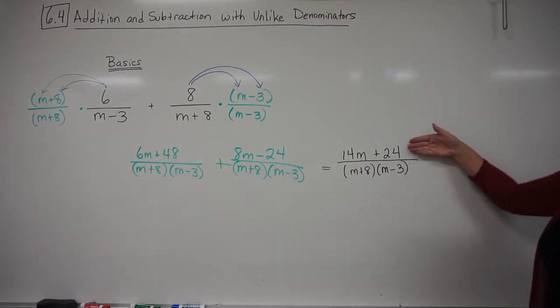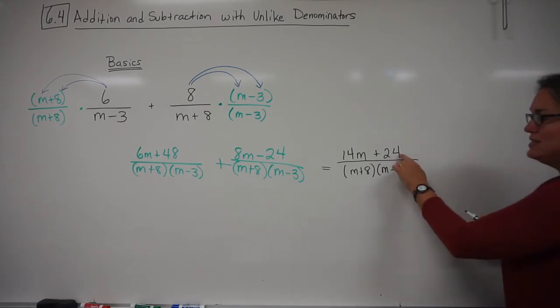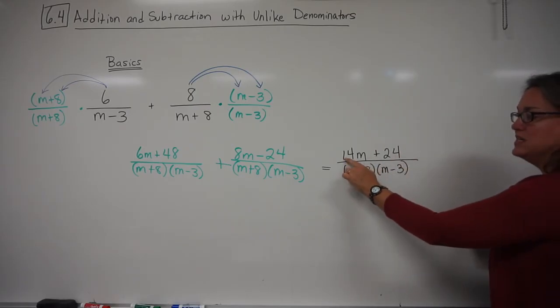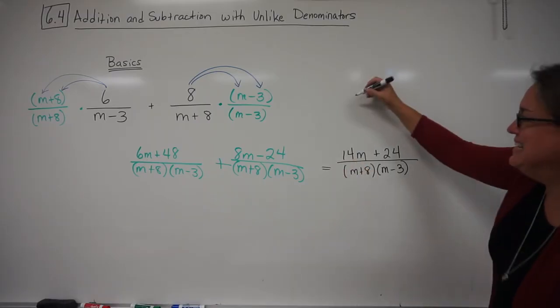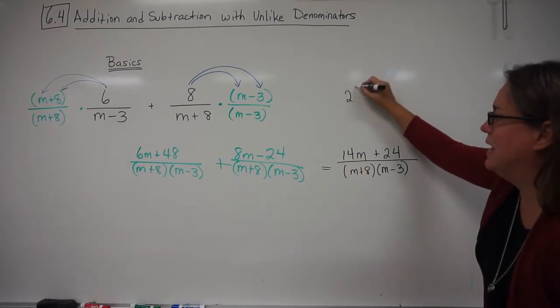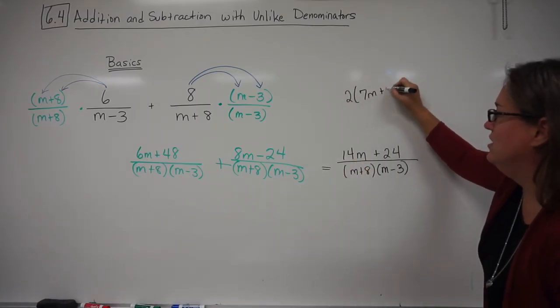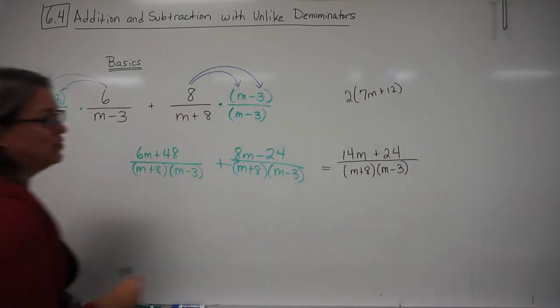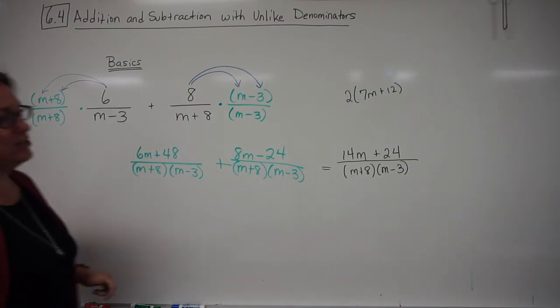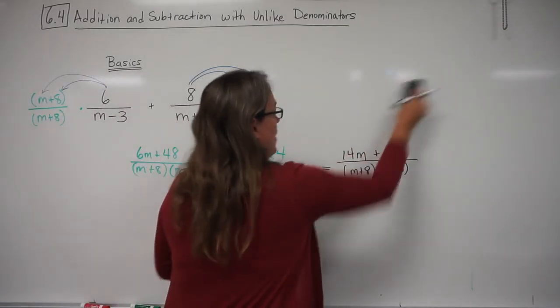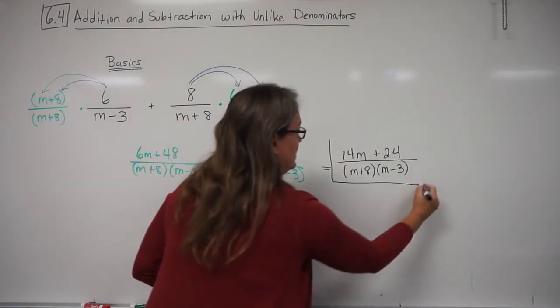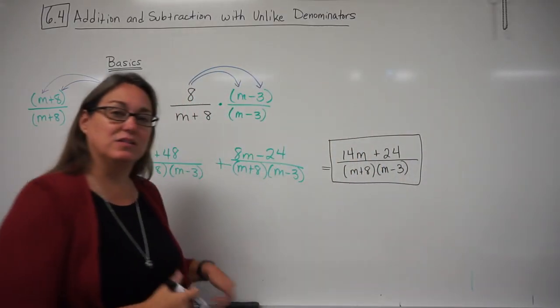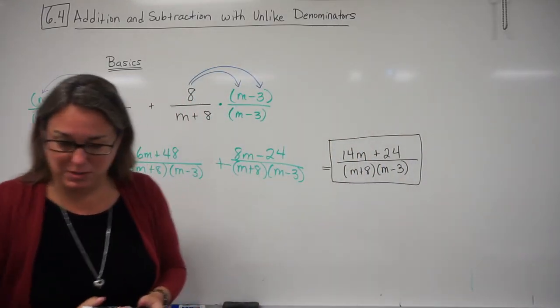Now, I want to think about this to see if I can possibly reduce it. I notice I could pull a 2 out from the top. But if I did, I'm just going to think through that out loud up here. That would leave me with 7m plus 12. And that doesn't cancel with anything on the bottom. It doesn't match anything on the bottom. So I'm going to leave my answer as is. And that is the final result for this problem.